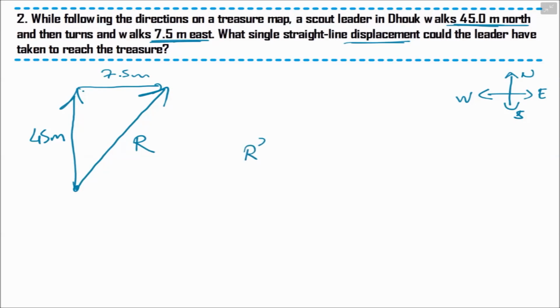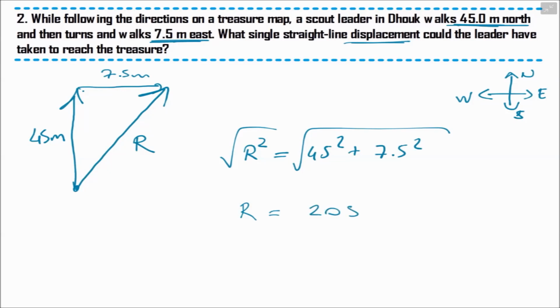So r squared equals 45 squared plus 7.5 squared. If you take the root of both sides, r is going to be equal to the square root of 2080. So r will be equal to 45.6 meters in that direction. Thanks for listening.